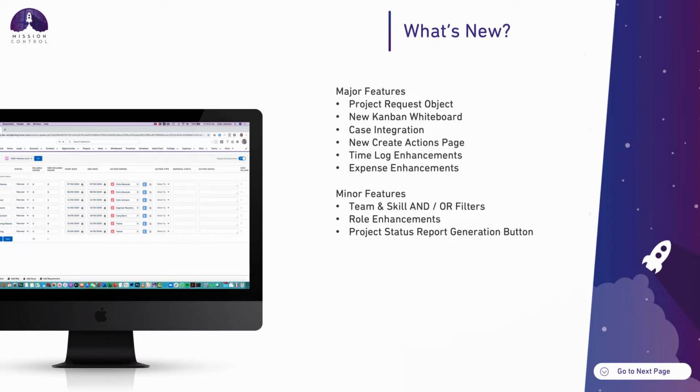And we've also got a couple of minor enhancements where the team and skill filters have been enhanced to give you the ability to toggle between applying and or filter logic. Minor enhancement to the role, allowing you to exclude it from the scheduler, and we've also included a button on the project record that lets you generate the project status report as and when you need it.